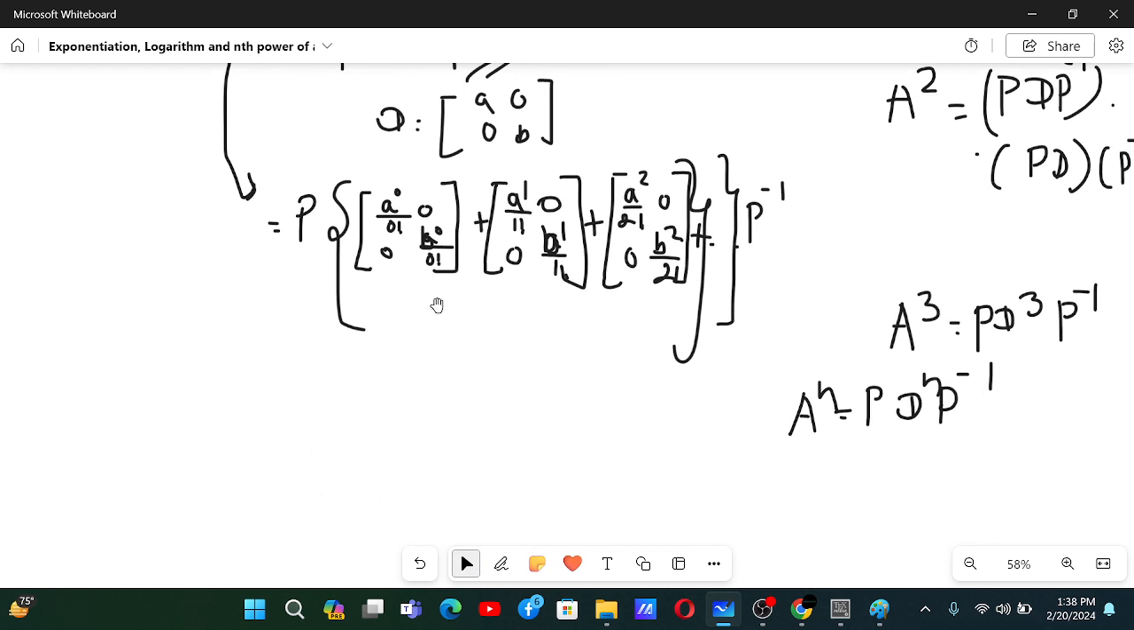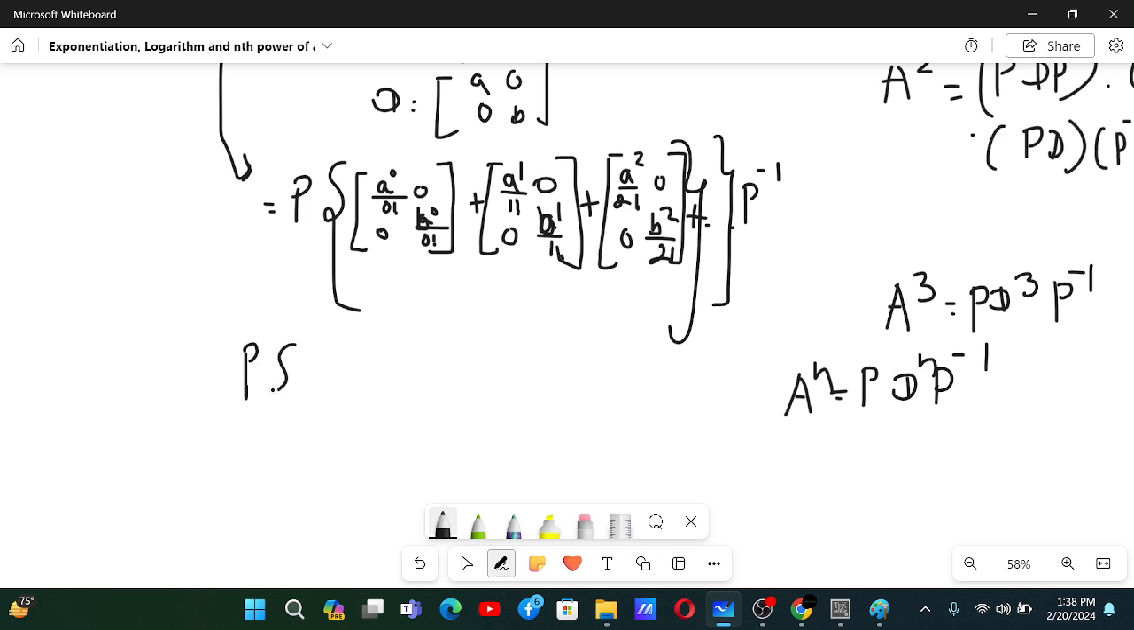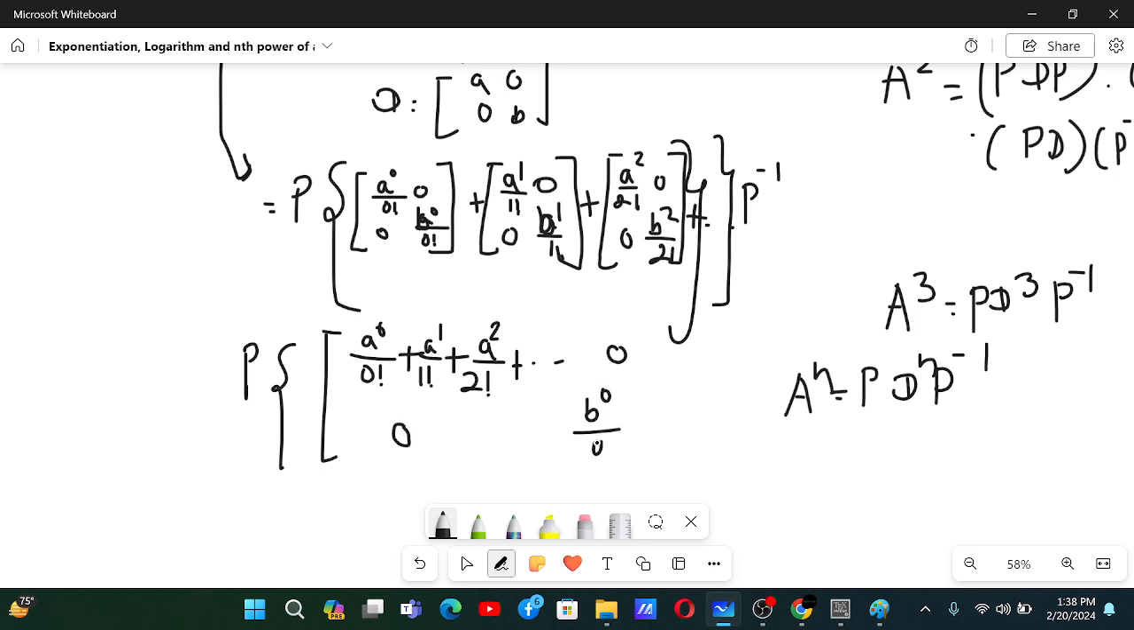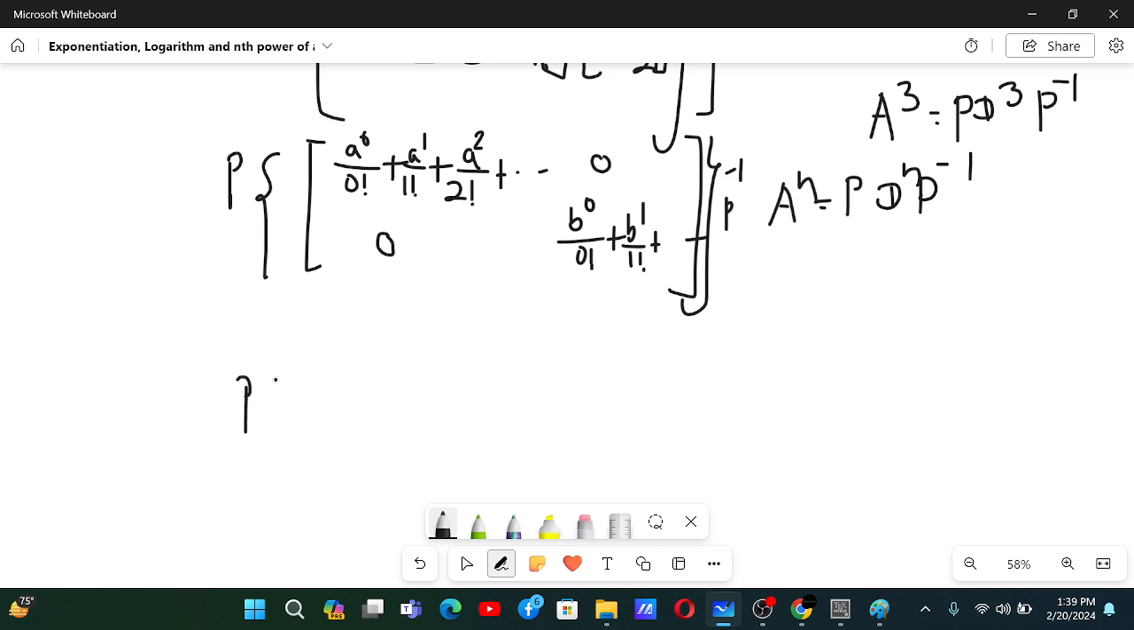Okay, so now if we add these matrices, what do we get? P, and then over here we have a^0/0! + a^1/1! + a^2/2! and so on. This is 0, this is 0, and this is b^0/0! + b^1/1! and this goes on. Finally we also have P^-1 over here. Now this is just P, and this is e^a, again an infinite sum, [[e^a, 0], [0, e^b]], and then P^-1.